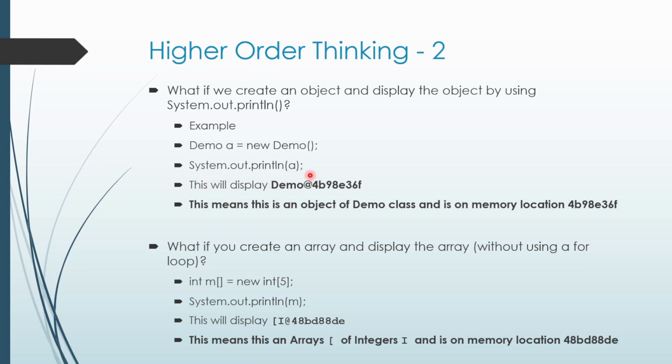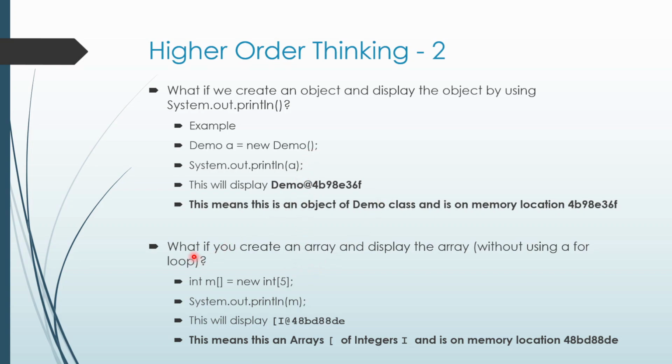What will it display? It will display a message like this. It will say demo at the rate 4B98 whatever. So what does this particular message mean? Before the at the rate sign, it is written demo. So basically it says that this is an object of demo class and it is on the memory location 4B98 whatever. So if I create an object and display it as it is, it will display a message like this. You can try it out on your program, on your BlueJ.